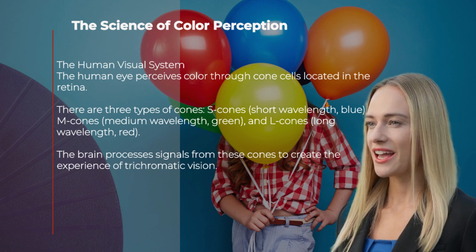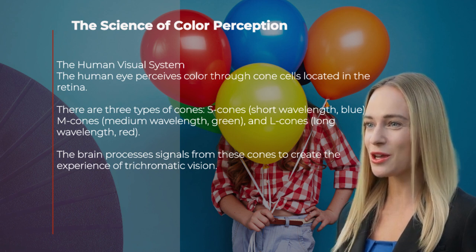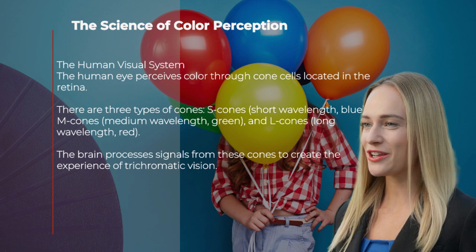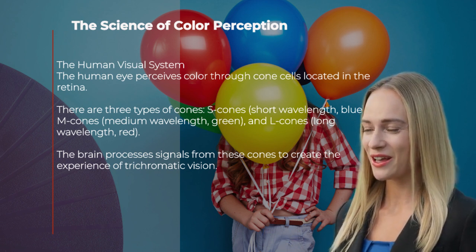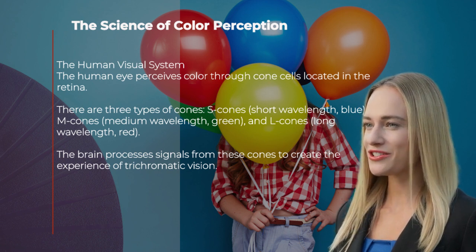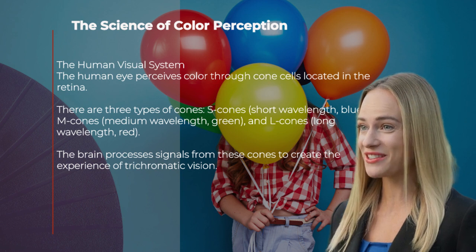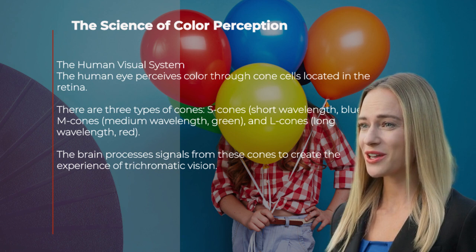2. Color and light. Light is a form of electromagnetic radiation. The visible spectrum is a narrow band of wavelengths from roughly 380 nanometers, violet, to 700 nanometers, red. White light, like sunlight, contains all visible wavelengths. The color of an object is determined by the wavelengths of light it reflects and absorbs. For example, a red apple reflects red wavelengths and absorbs others.